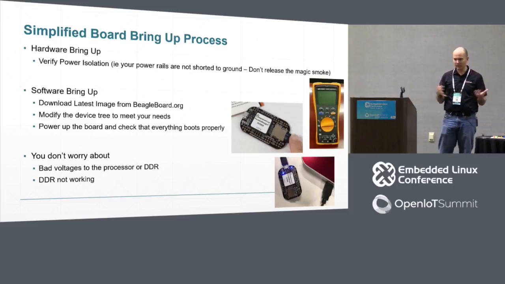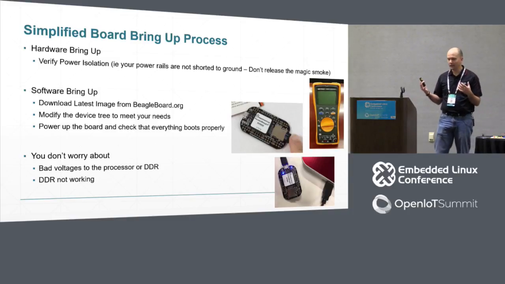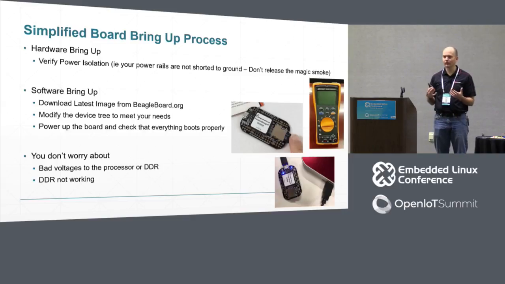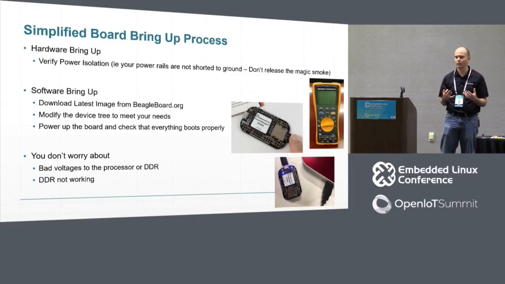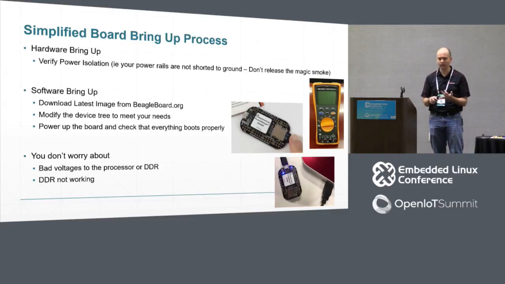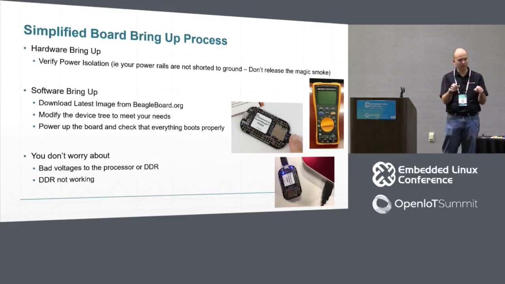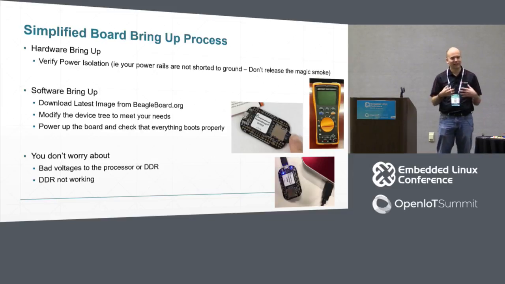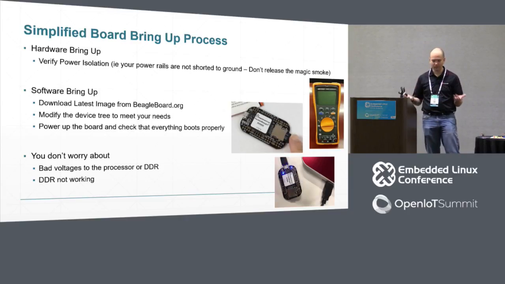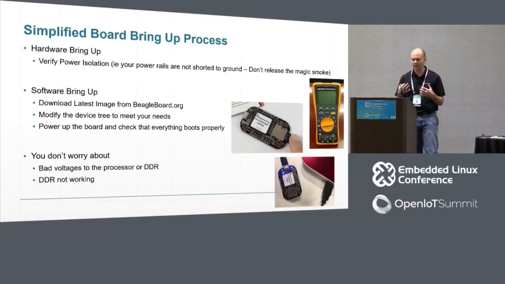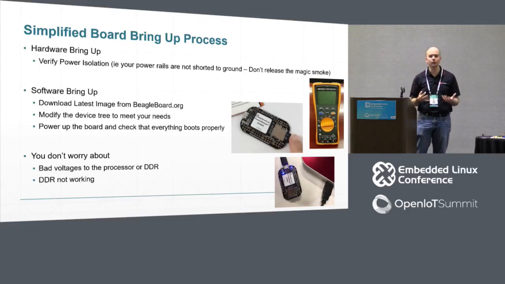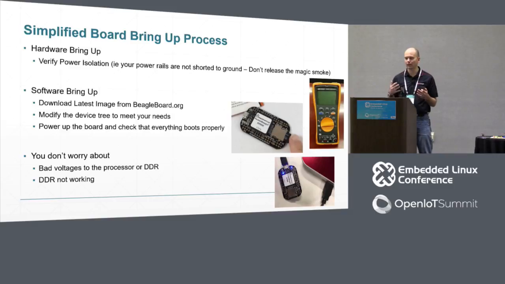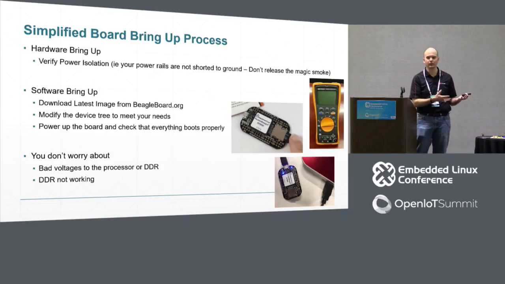Now, we talk about manufacturing, we talk about some of the software stuff, but a lot of it really simplifies your board bring-up process. Instead of having to worry about this DDR not working, all you have to do is verify your power rails, verify your power isolation, and make sure you didn't short power and ground. Once you verify that with your DMM, then you go download your latest image. You will need to customize the device tree, but then you power up the board and you can start seeing it boot.